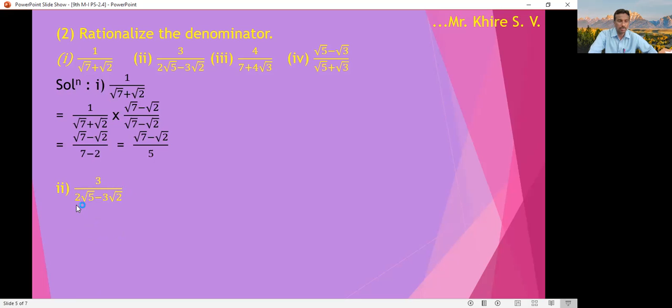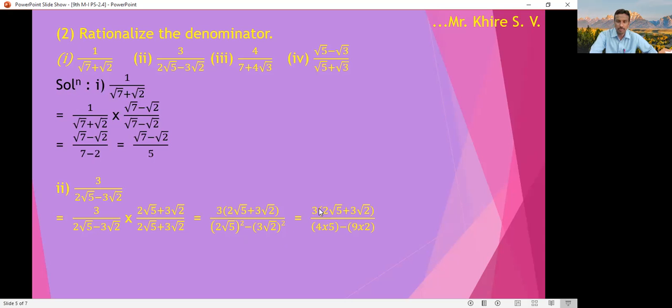Second example, 3 upon 2 root 5 minus 3 root 2. Similarly, we can solve second examples. 3 upon 2 root 5 minus 3 root 2 into conjugate pair of denominator is 2 root 5 plus 3 root 2. Multiply 3 into 2 root 5 plus 3 root 2 upon a plus b and a minus b in the denominator here. Multiplication of these is a square minus b square, that is 2 root 5 whole square minus 3 root 2 whole square.